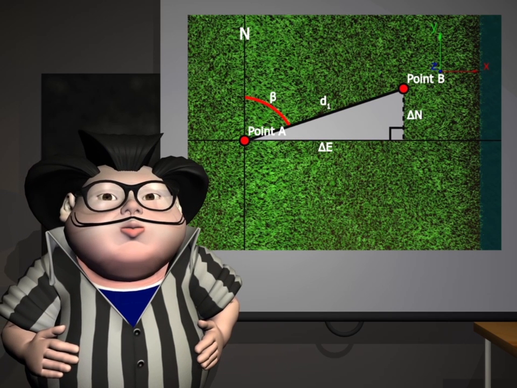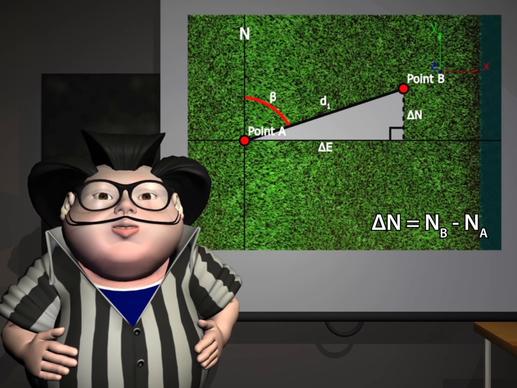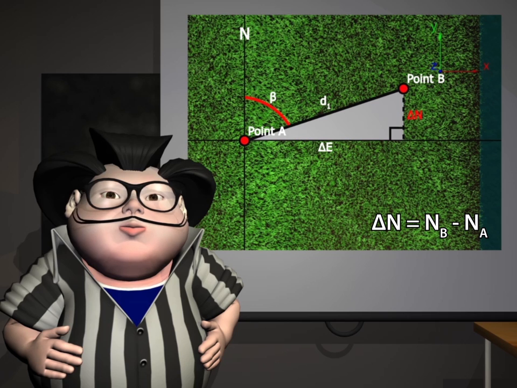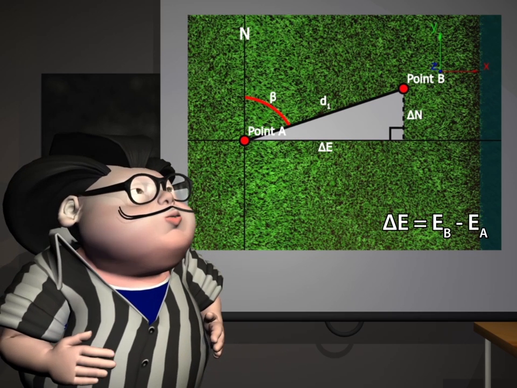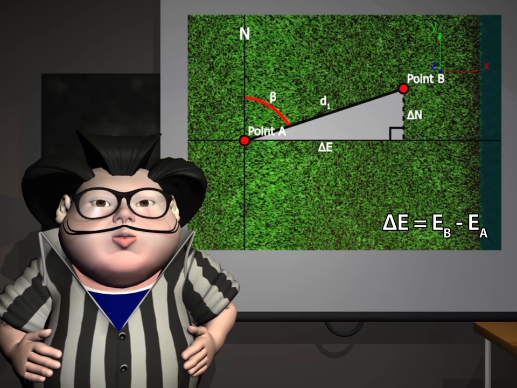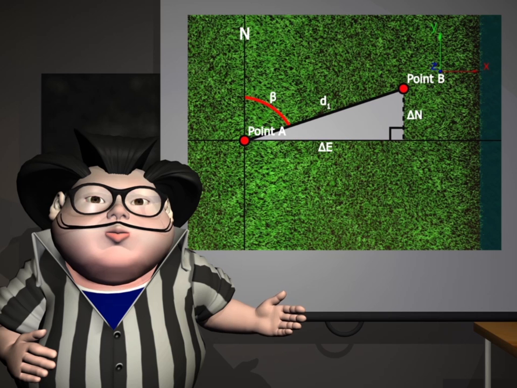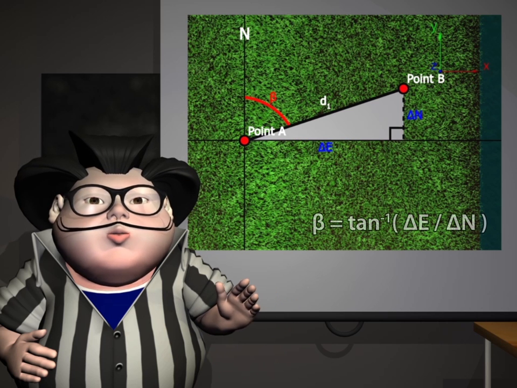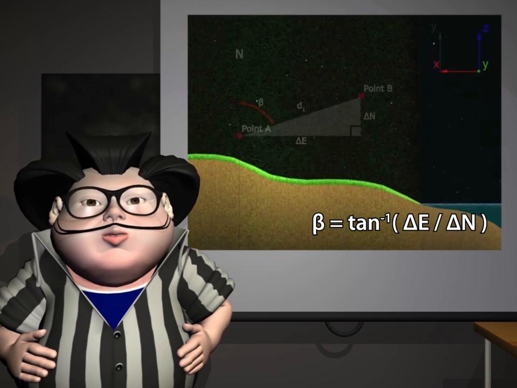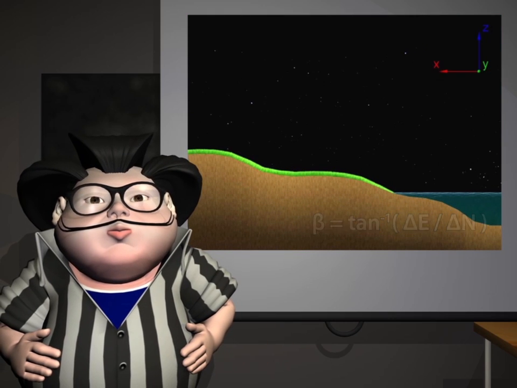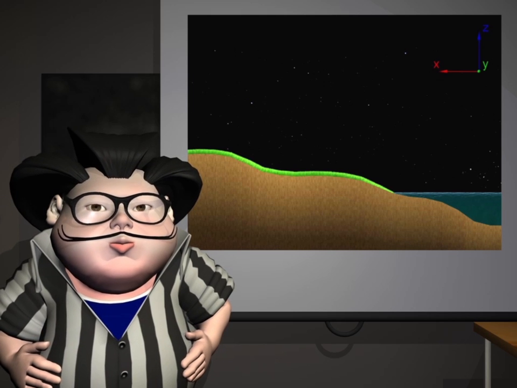If we know the coordinates of point A and point B, delta N is equal to the northing of B minus the northing of A. And delta E is equal to the easting of B minus the easting of A. The change in northing and easting can calculate beta, which is equal to the inverse tangent of delta E over delta N.